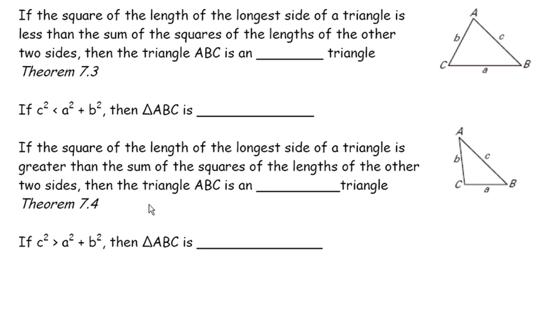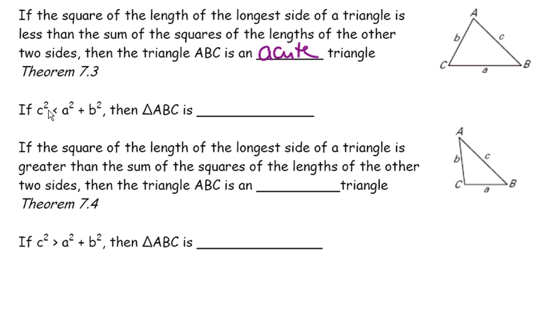The really cool thing about the converse of the Pythagorean theorem, though, is not only can it tell us whether or not a triangle is a right triangle, but if it's not a right triangle, it can tell us what kind of triangle it is. If the square of the length of the longest side of a triangle is less than the sum of the squares of the lengths of the other two sides, then the triangle is an acute triangle.